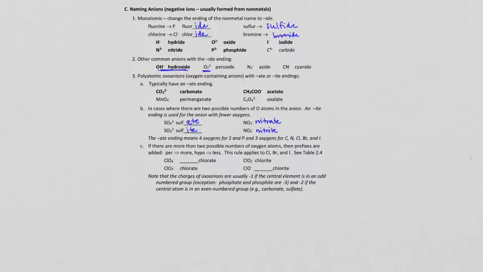For the students that I lecture in person, this is something that I always do when I'm doing review with them, is I will address something before I actually have to do it. So, again, per means more and hypo means less, as I explained. So remember, even more oxygens than that anion with the ATE ending gets the per. Even fewer oxygens than the ITE ending gets the hypo.